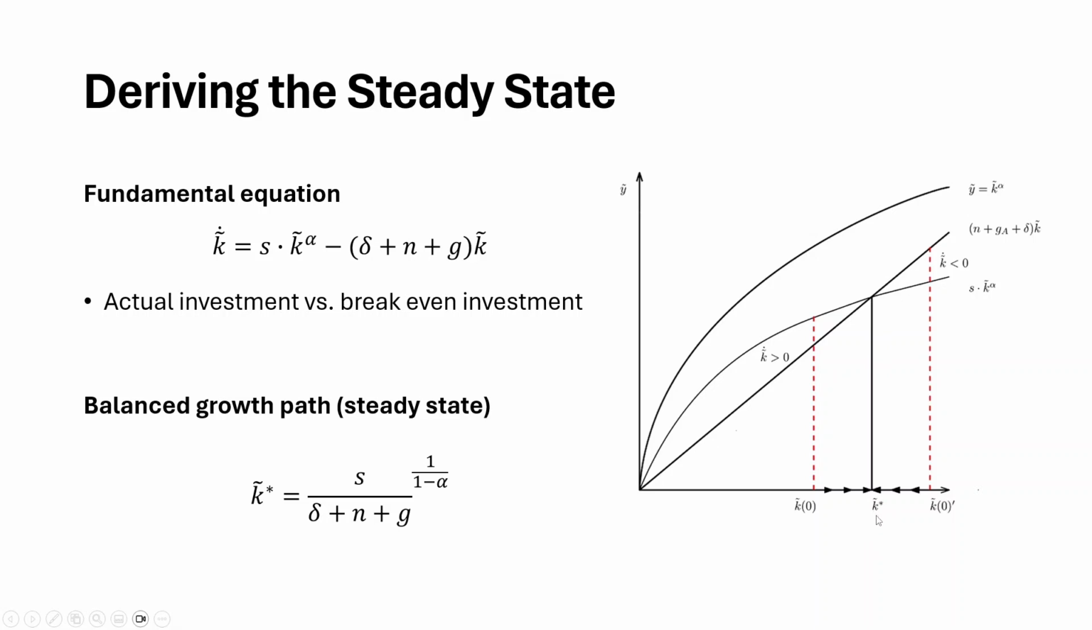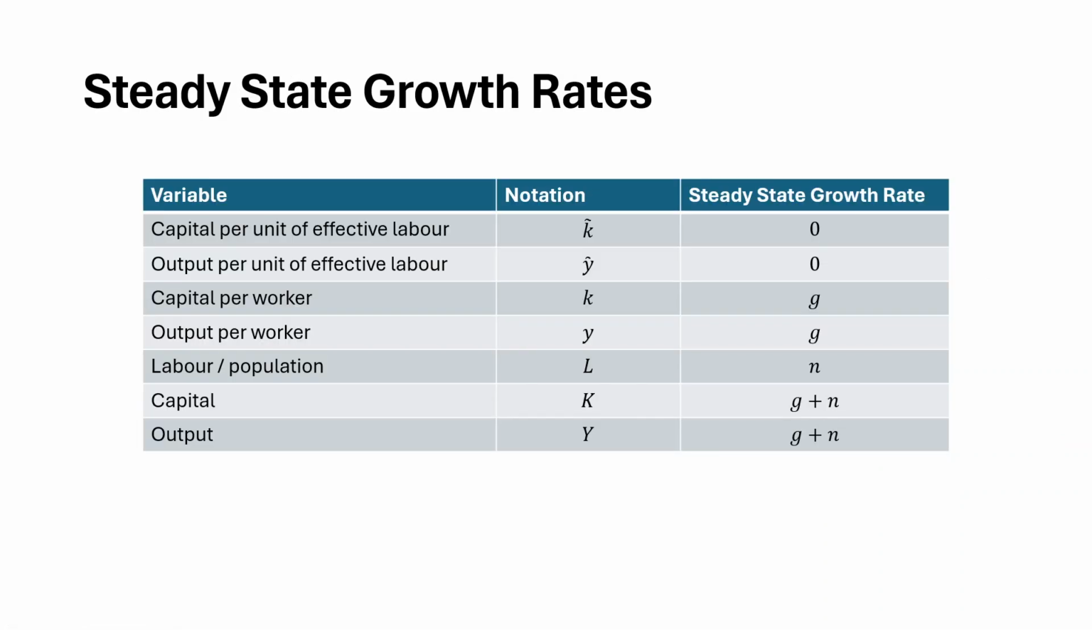But of course, we can analytically derive, as we've done at the base here, exactly what this K tilde star level is. So this is our steady state, or our balanced growth path. And given that this equilibrium is locally stable, in that on either side of that equilibrium the dynamics tend towards that equilibrium, we're going to say that the economy in the long run will tend towards this steady state. And that's exactly what we're going to simulate today.